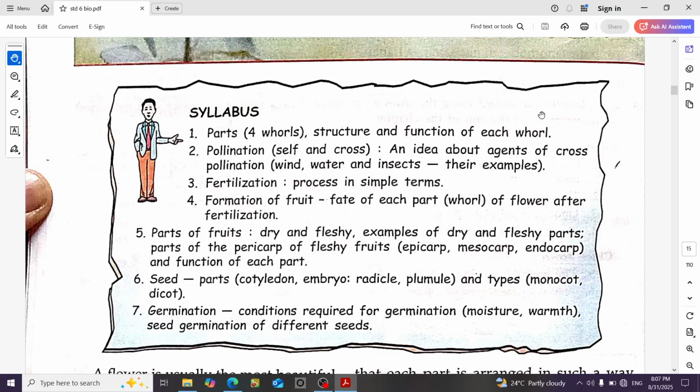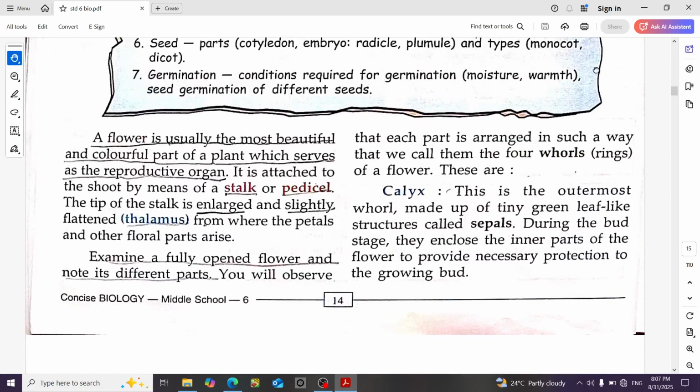So what are the agents which help in pollination? Wind, water, insects, their examples. What is fertilization? Formation of fruits, parts of fruits, seeds, and germination. Let us see these things in detail now.